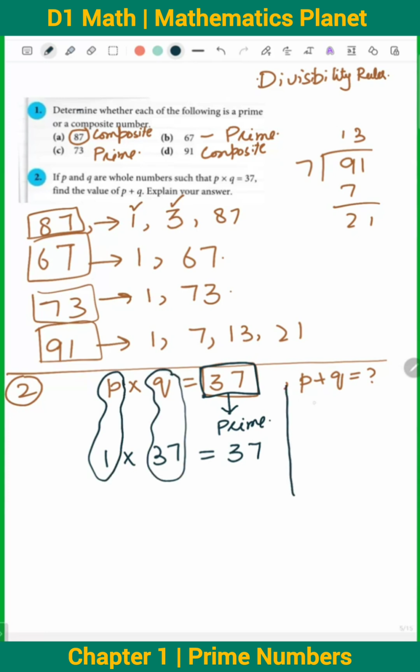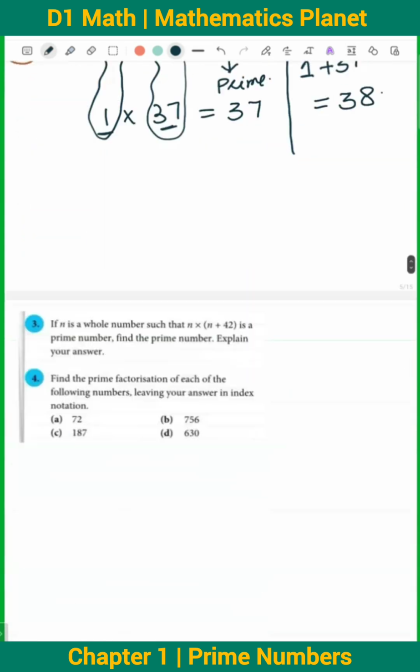Now our question is, what is P plus Q? So let's substitute the values. P is 1 plus Q is 37, which will be equal to 38. Got it? Yes ma'am, all clear. Okay.